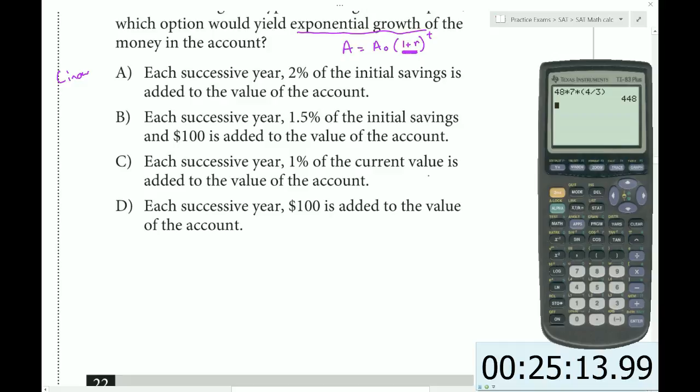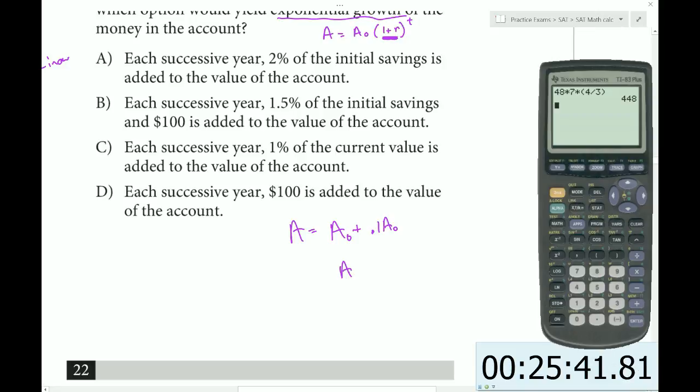So the formula for linear is if we were to add, for example, the same amount each time. So if we start with A0 and then we add 100, and this 100 could also be a percentage of the initial. So it could be like 0.1 times A0, right? So that would be, if we factored it out, A0 times 1 plus the rate. But the key thing here is that the rate is not being brought up to the t power, right? So we're not multiplying it each time.